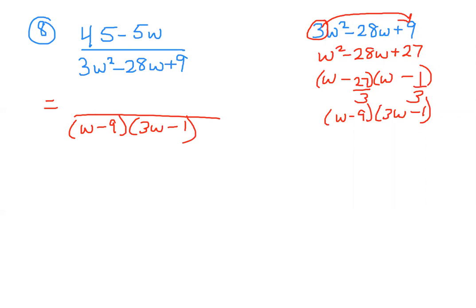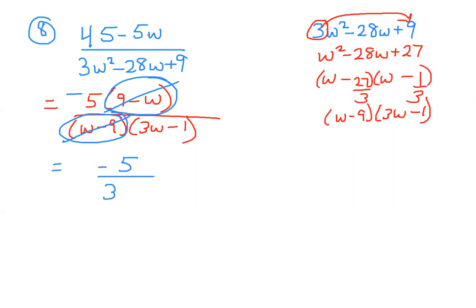And the numerator, we can factor a 5 out of, and we get 9 minus w. So what can we cancel? Can we cancel 9 minus w and w minus 9? Only if we put a negative out in front. We can cancel those if we put a negative somewhere. So I'm going to do that, and I'll get negative 5 over 3w minus 1. And that's my answer for number 8.